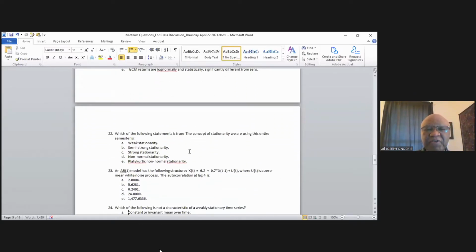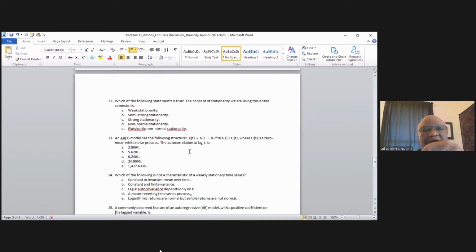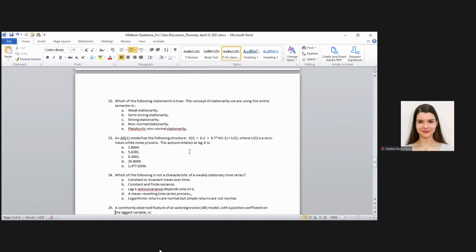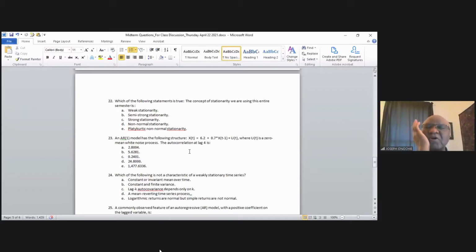Number 22, which of the following statements is true? I think I designed this to be quick and easy for you. Which one of the choices do you think number 22 is? It's A, yes. Because in this class, remember when I introduced stationarity, I said there were a number of concepts of stationarity, weak stationarity, strong stationarity. I think someone also mentioned ergodicity. I said, no, we're not going to be thinking about all of those. We're only going to be focused on weak stationarity in this class. And we have continued with that. All right. So it's A.